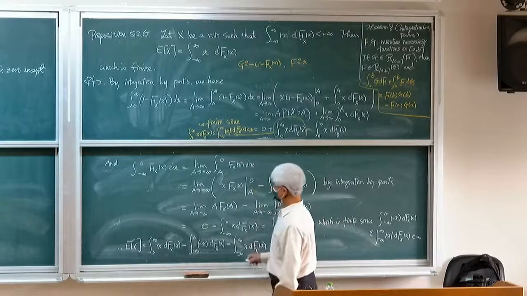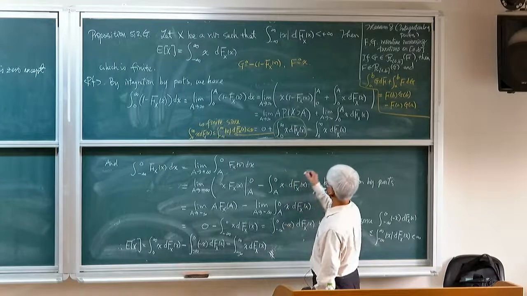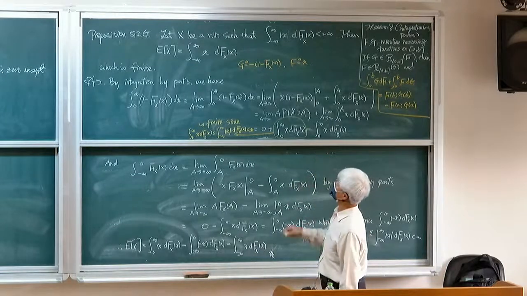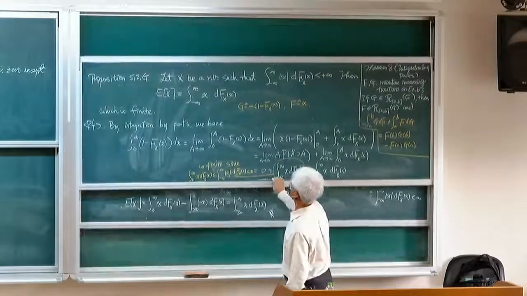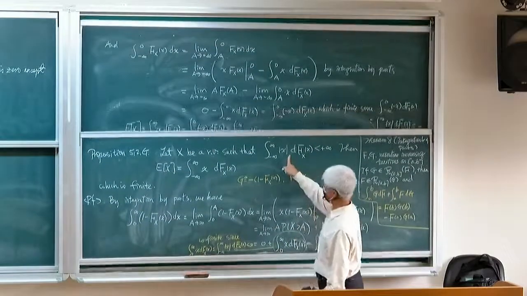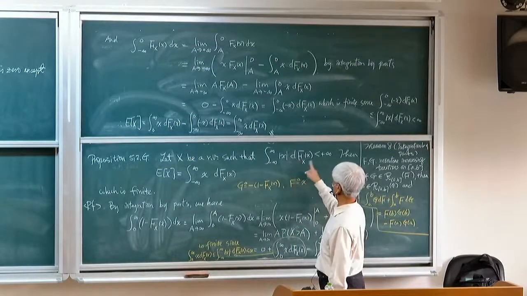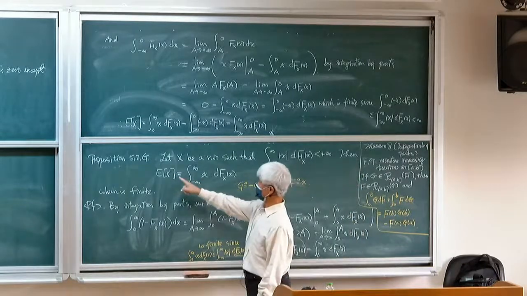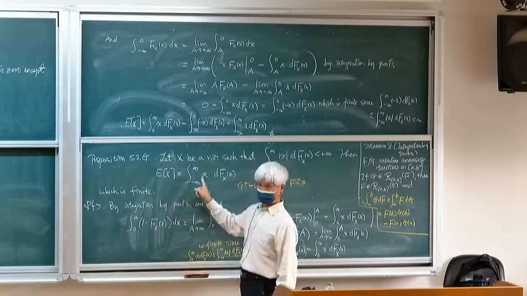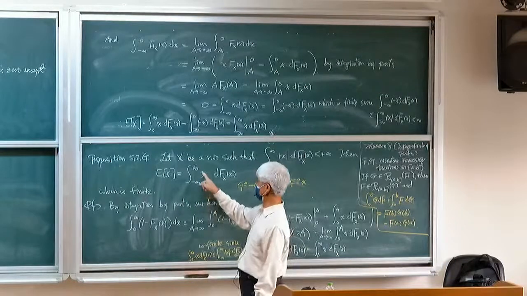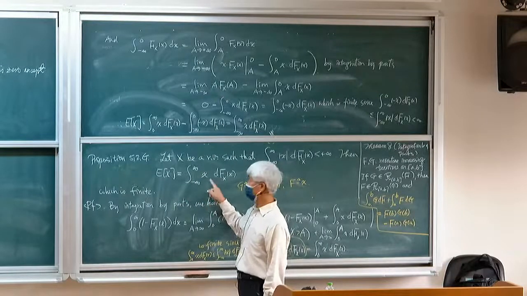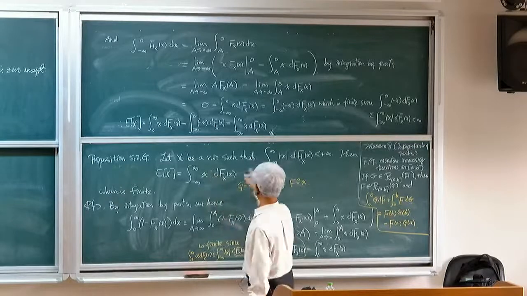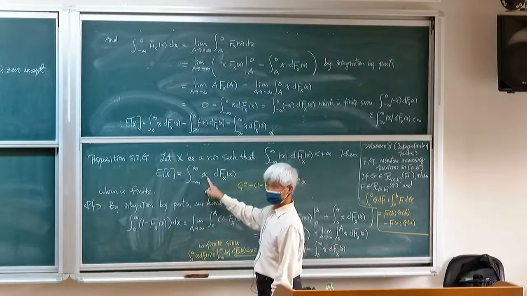So if we are able to evaluate this Riemann-Stieltjes integral and make sure that it is finite, then the expectation of X can be evaluated similarly by this Riemann-Stieltjes integral, where the integrand is not the absolute value of x, but just x.